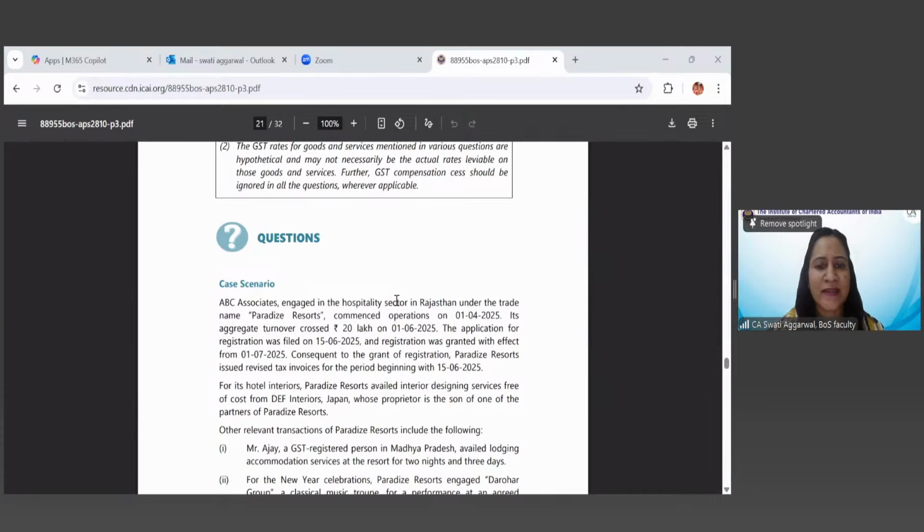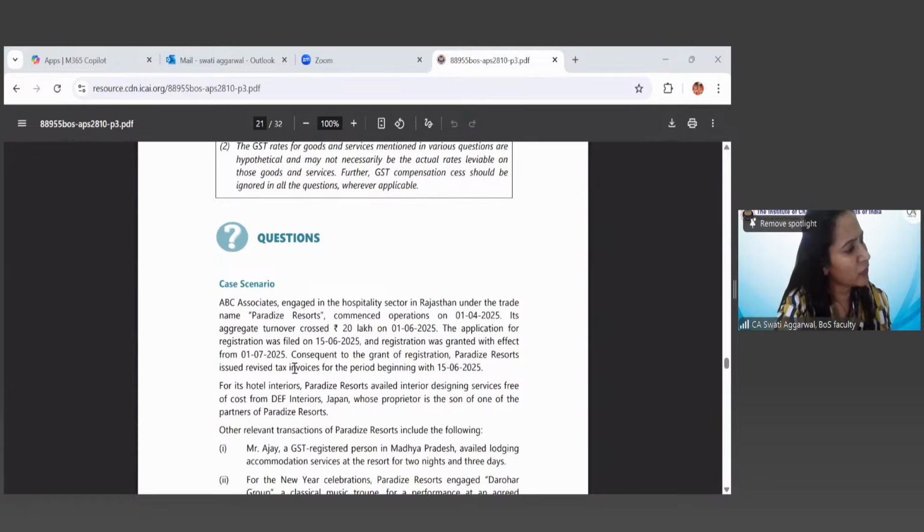ABC Associates engaged in the hospitality sector in Rajasthan under the trade name Paradise Resorts commenced operations on 1st April 2025. Its aggregate turnover crossed rupees 20 lakh on 1st of June 2025. Application for registration was filed on 15th June 25 and registration was granted with effect from 1st July 25.